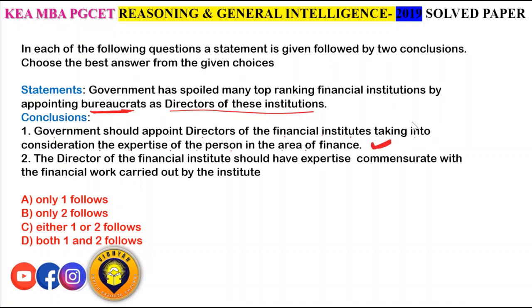Conclusion 1 is true, because directors of the financial institutes must be good in the area of finance. Okay. Second conclusion, the director of the financial institute should have expertise commensurate with the financial work carried out by the institute. Yes, this is also true. He should have expertise commensurate with the financial work carried out by the institute. Yes, this is also true. Only then the institutions can grow, right? Otherwise, it cannot grow, right? So both the conclusions are true. So therefore, both 1 and 2 follow. Correct? Both 1 and 2 follow.